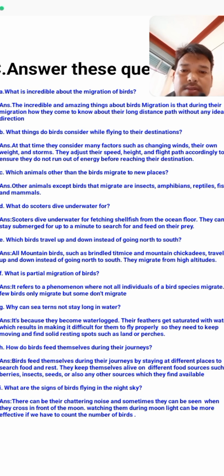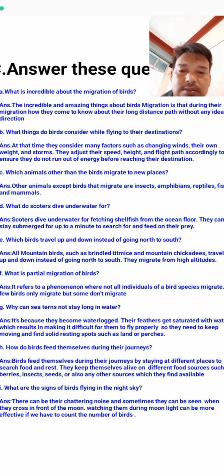And next is, why can sea terns not stay long in water? It's because they become waterlogged, and their feathers get saturated with water, which makes it difficult for them to fly properly. So they need to keep moving and find solid resting places such as land or a perch. So this is the reason.